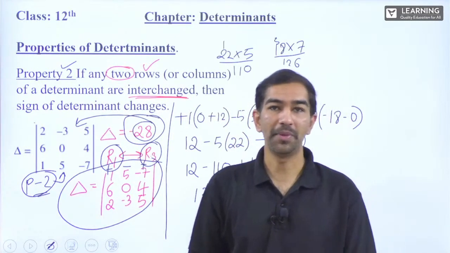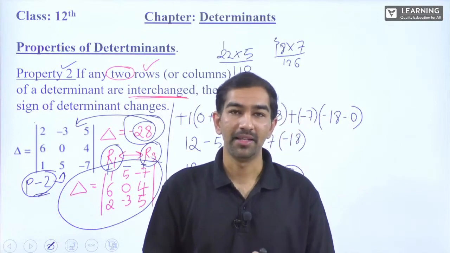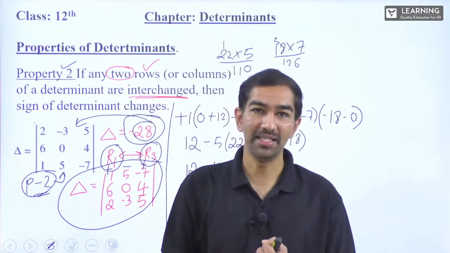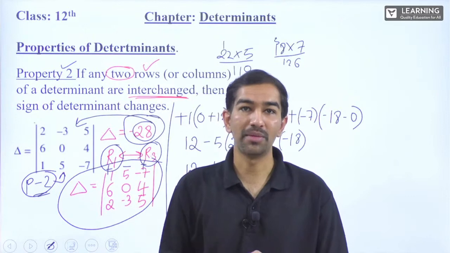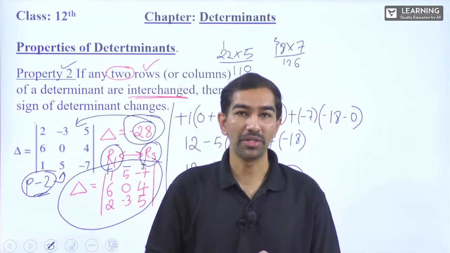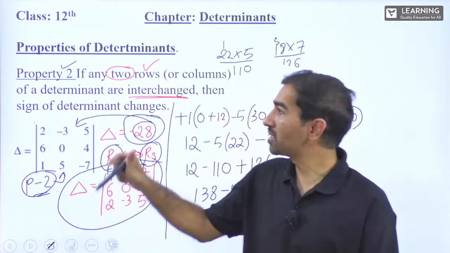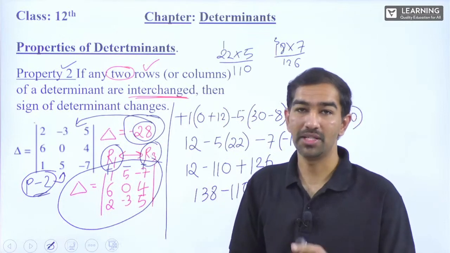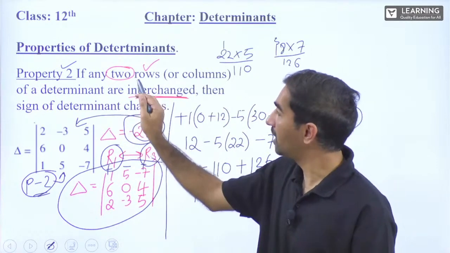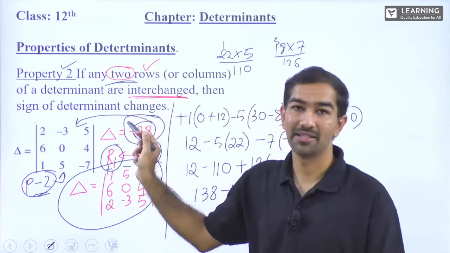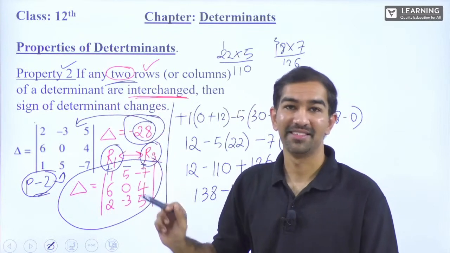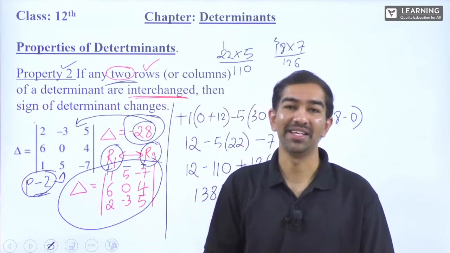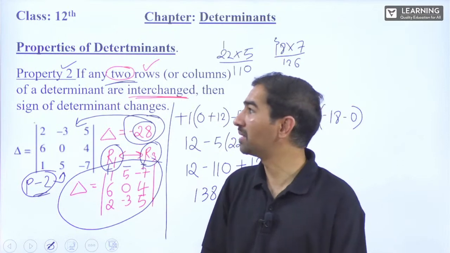So students, two properties. What is property 1? The value of the determinant remains unchanged if its rows and columns are interchanged. Here what is happening? All the rows and columns are interchanged in the first property. In the second property, any two rows or columns are interchanged. Are you getting the difference? Hope you're getting this. Okay, moving to the next property, property number 3.